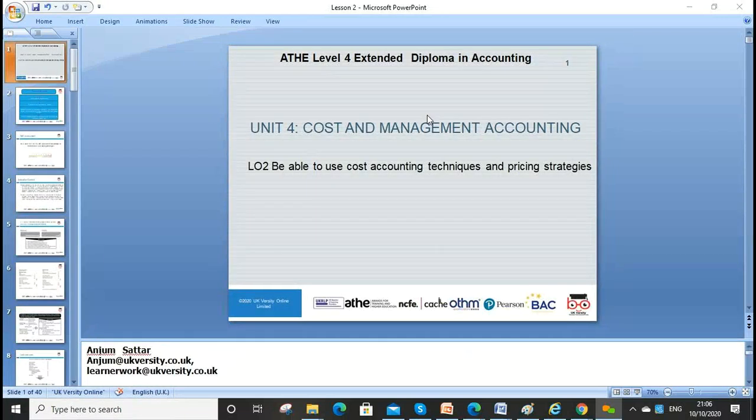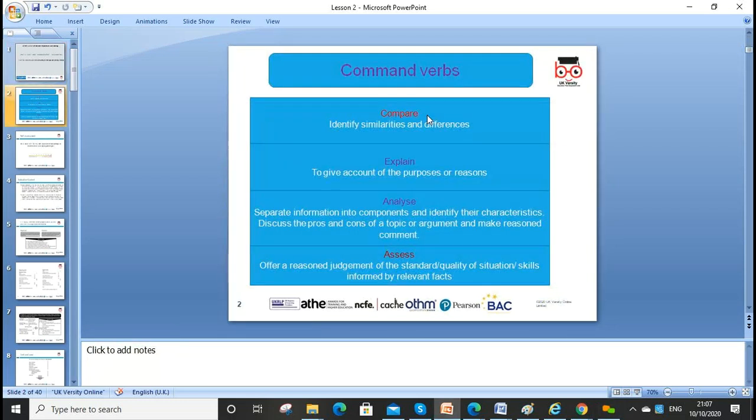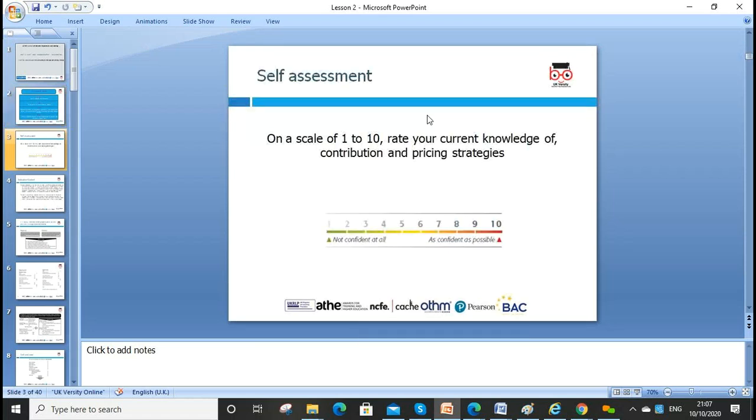Today's lesson will go through our LO2, which is the learning outcome to be able to use cost accounting techniques and pricing strategy. My name is Anjum Satar, and my email address is here. You can drop me an email and copy in the learner work as well, please, if you have any questions. We have compare, explain, analyze, and assess. So that's what we'll go through.